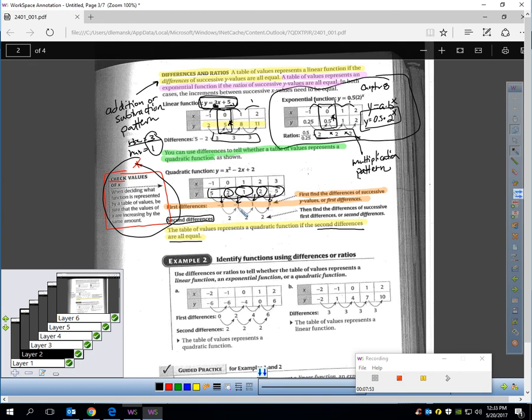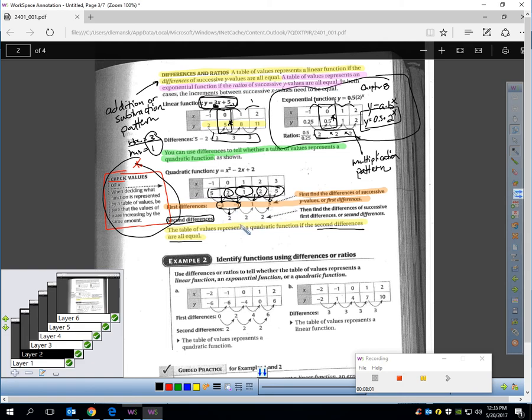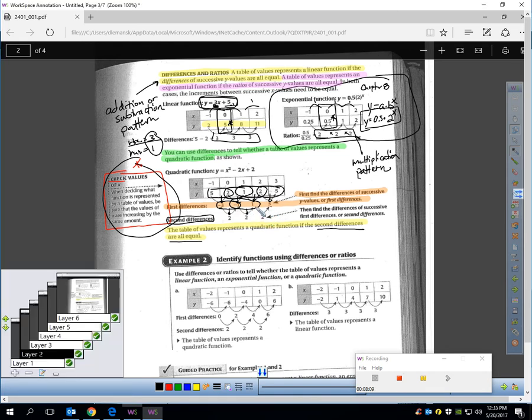Let's check. Negative 1 minus negative 3 would get me positive 2. Positive 1 minus the negative 1 gets me positive 2. And 3 minus the 1 gets me positive 2. Do you see how the second differences are all the same? They were all 2. That means I have a quadratic.